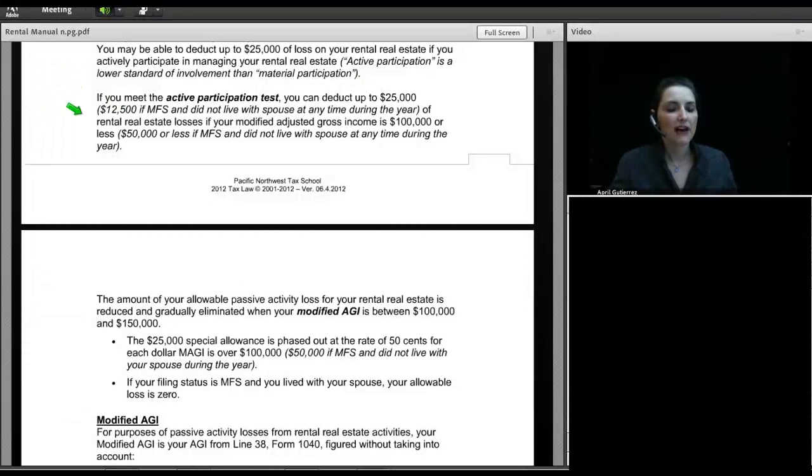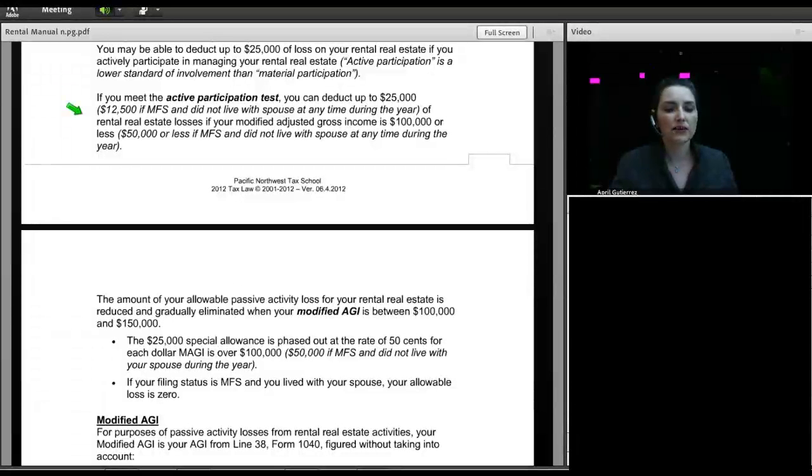You are limited to half that amount if your filing status is married filing separately and you did not live with your spouse at any time during the year. If your filing status is married filing separately and you lived with your spouse at any time during the year, you are not allowed to claim any loss at all.